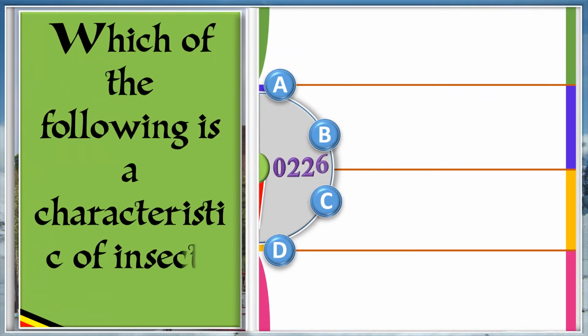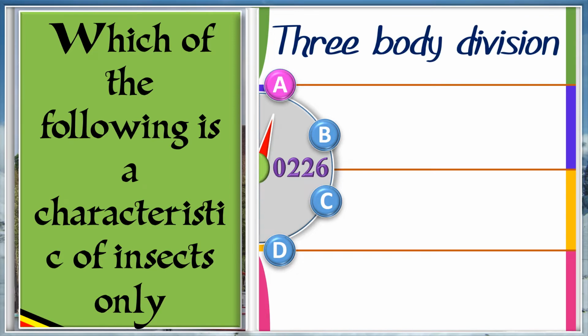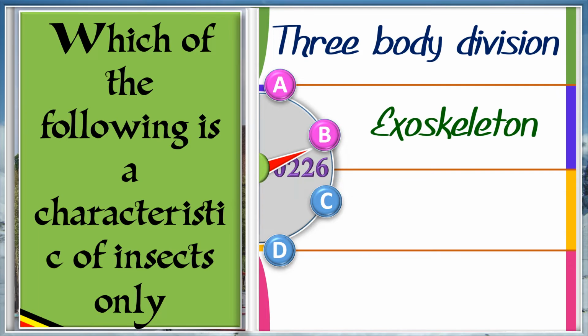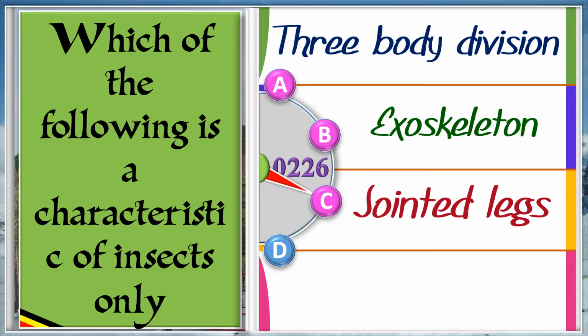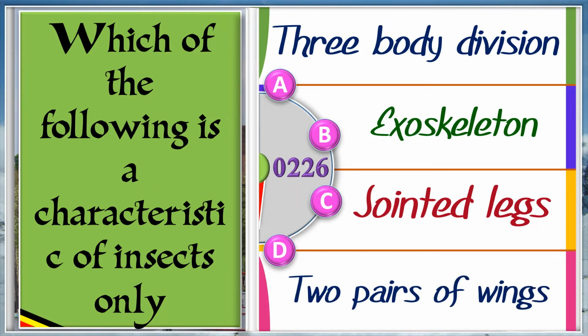Which of the following is a characteristic of insects only? A. 3 body divisions. B. Exoskeleton. C. Jointed legs. D. 2 pairs of wings. And the answer is A. 3 body divisions.